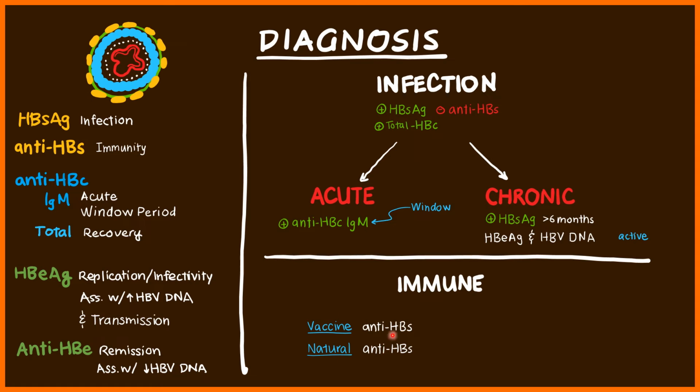But is there a way to distinguish between these two? Well, that's where the total core antibody comes in. If the patient also has total core antibody, that means they were exposed in the past, and so that means they developed a natural immunity or they recovered from the virus.